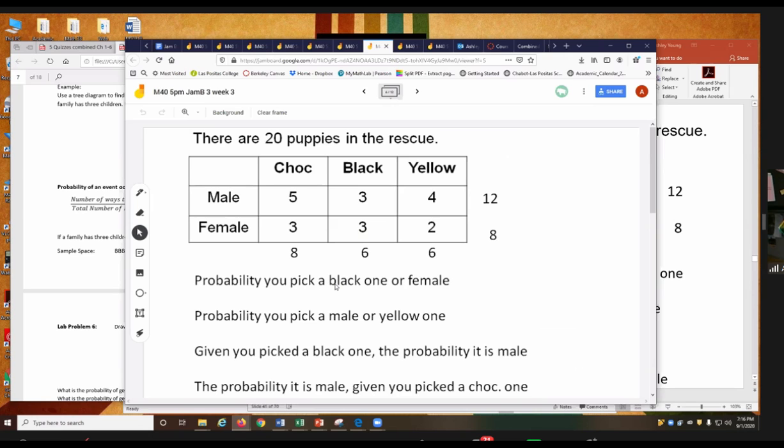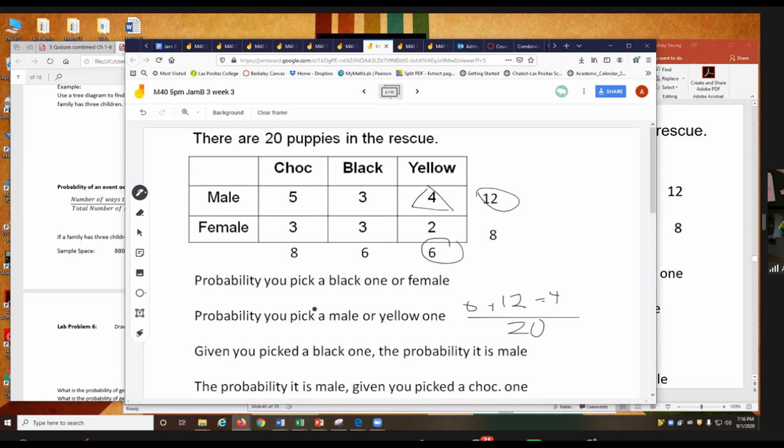So that's kind of the thing about the ORs. When you have something that conflicts, you can take the male or yellow, so yellow, 6, male, 12, but again, same issue. This one is being counted in the yellow's total and in the male total, so it's being counted twice. So 6 plus 12 minus 4. So you have to do that out of 20.